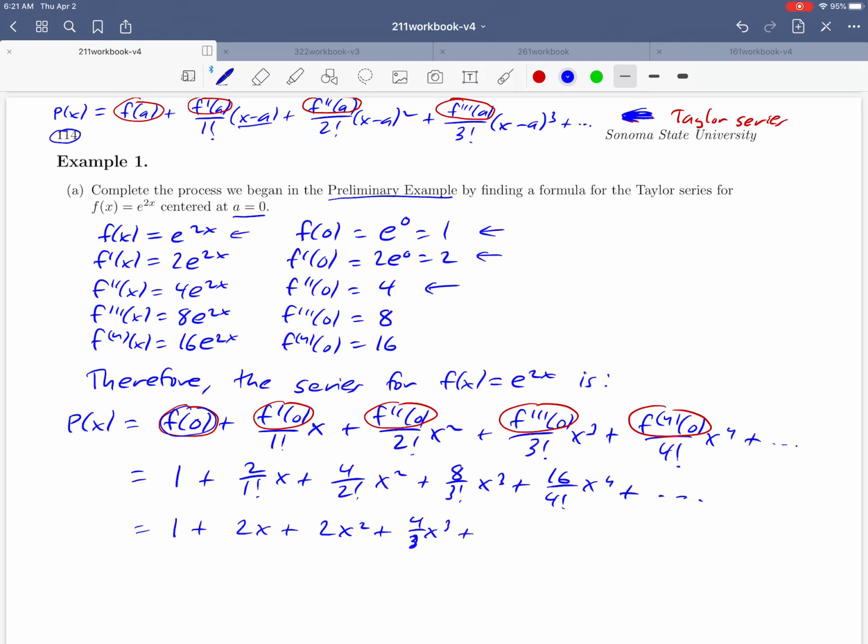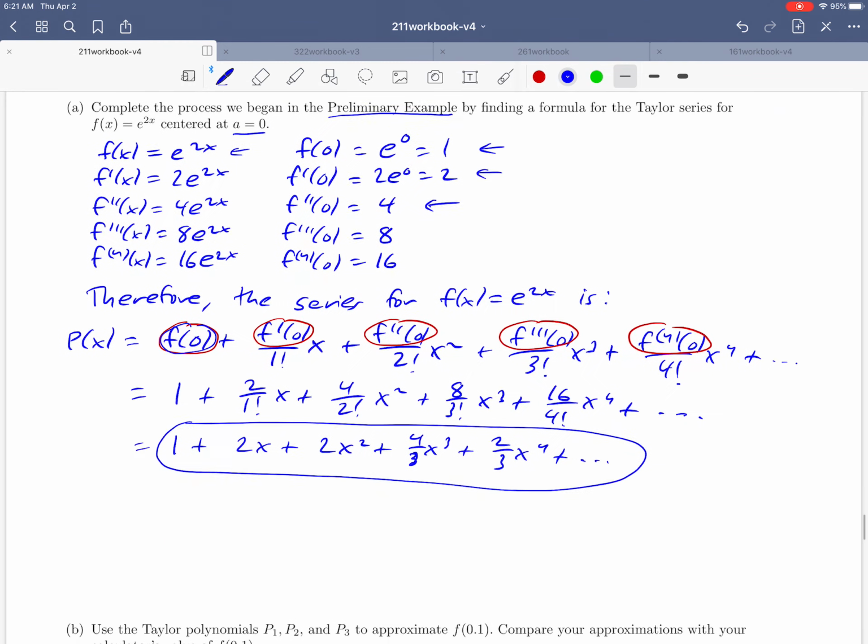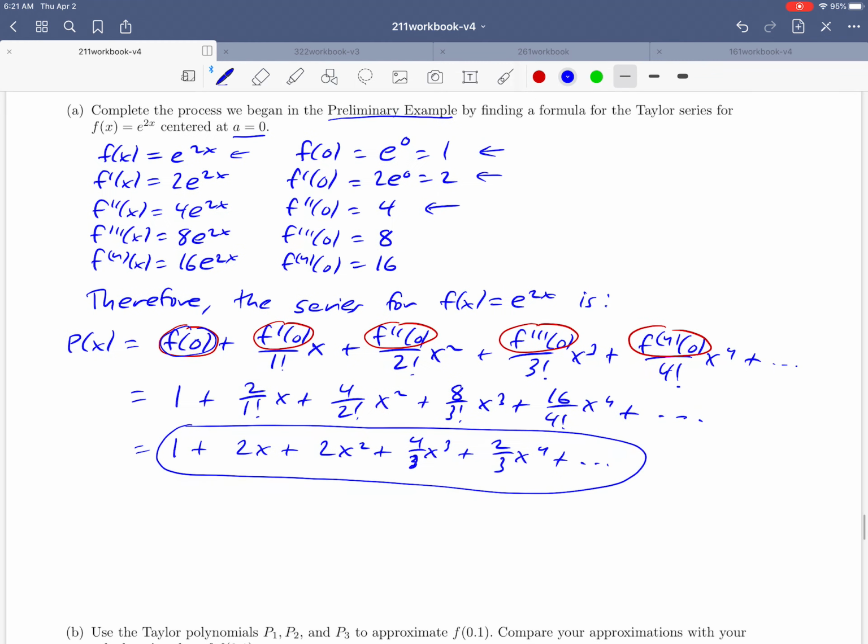Okay, and then 16 over 24, that's 2/3, and so on. Notice that that's exactly the same series that we got back a couple of pages ago on page 112. Okay, so we have answered part A to this question.